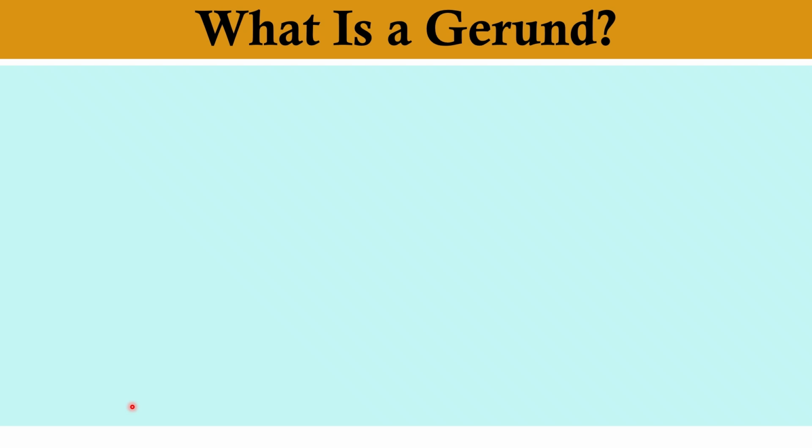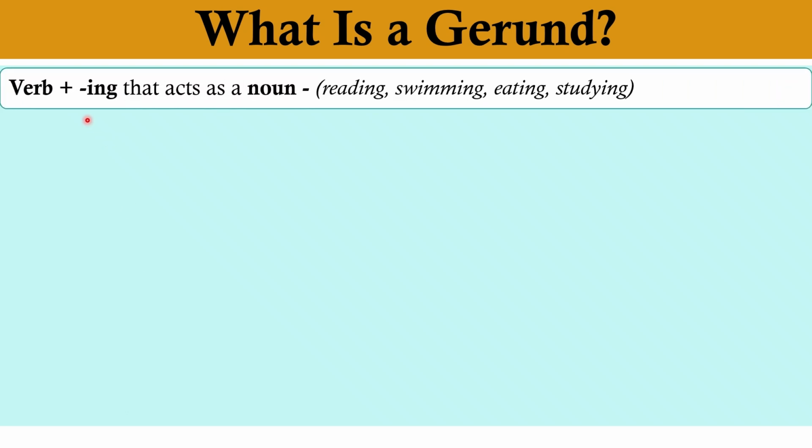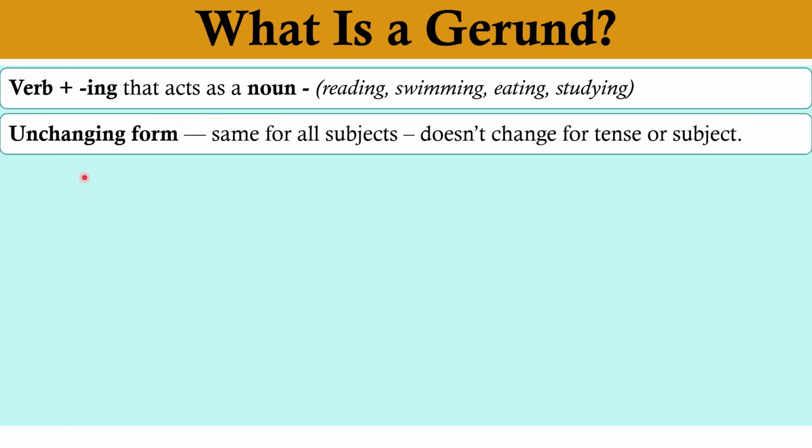What is a gerund? A gerund is a verb that ends in -ing but acts like a noun. Think of words like reading, swimming, eating, or studying. And just like any other noun, a gerund doesn't change for tense or subject. It stays in its -ing form.